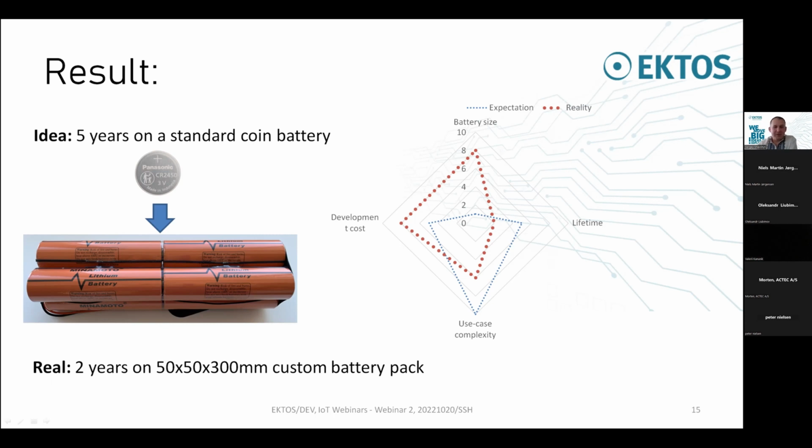But in fact, when we get something we can't accept, we can do several things. First is to redesign. We can try to find some hardware components that consume less current.